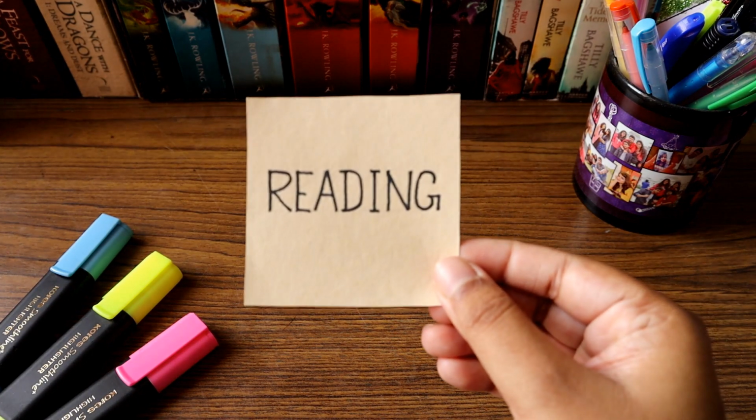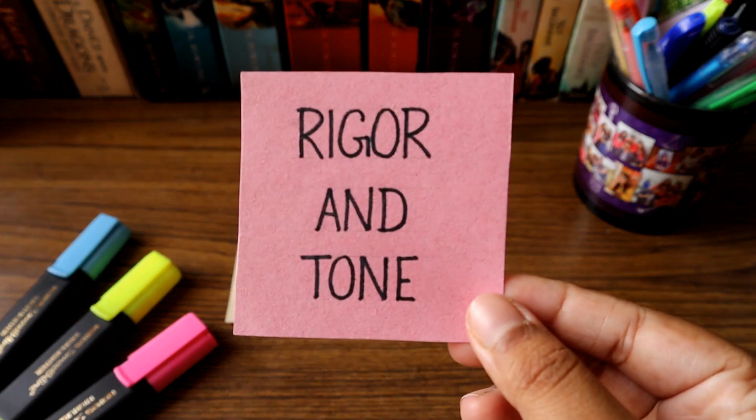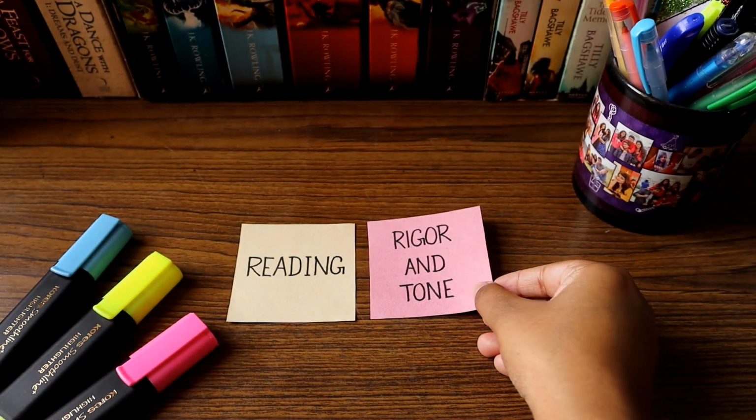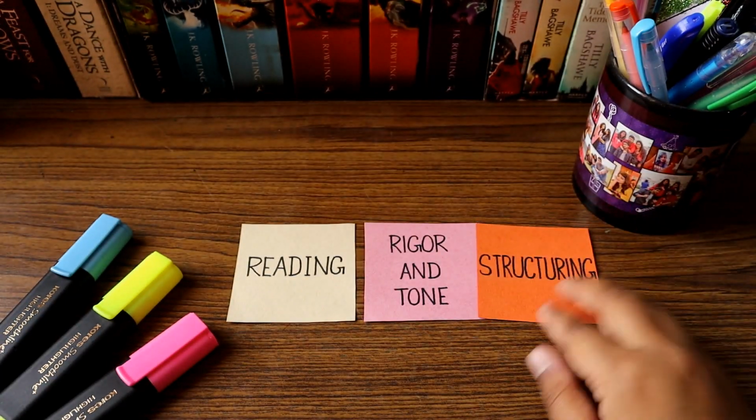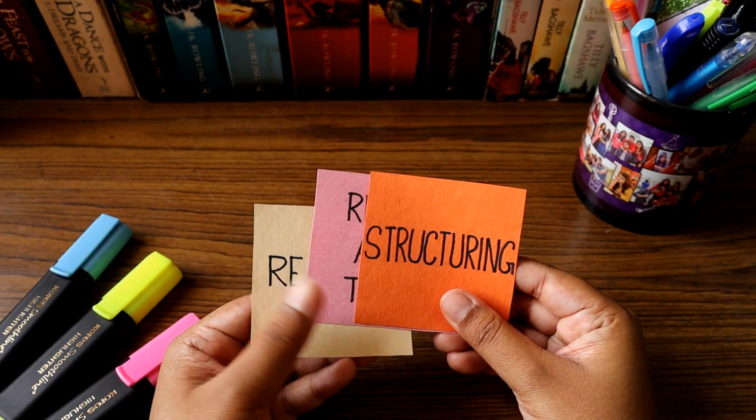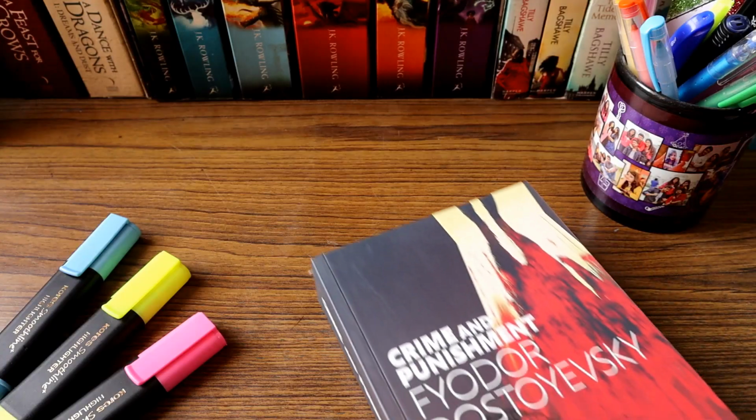Now, without any further ado, let's get into the video and I'll show you how to write a literary essay from scratch. So there are three elements that you have to keep in mind while you are writing a literary essay. The first one is reading, the second element is rigor and tone, and the last one is structuring. Now I will discuss all of these three elements in detail, so definitely watch this video till the end if you want to learn everything.